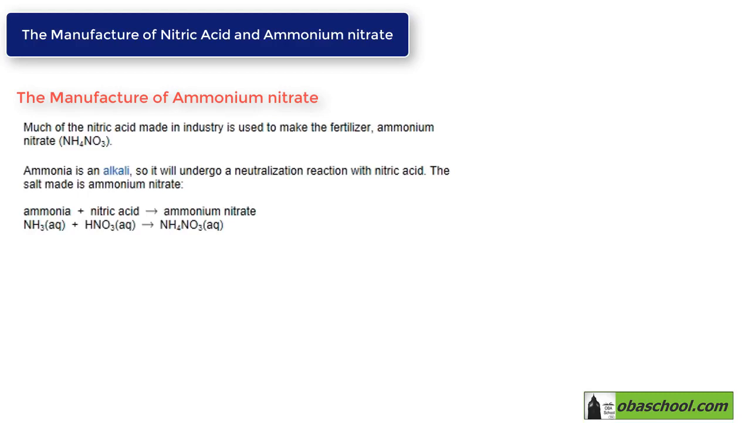And now let's take a look at the manufacture of ammonium nitrate. Much of the nitric acid made in industry is used to make the fertilizer ammonium nitrate, which is NH₄NO₃, and that's why we saw the manufacture of nitric acid in the first place, because it's involved in the manufacture of ammonium nitrate. Ammonia is an alkali, so it will undergo a neutralization reaction with the nitric acid, and the salt made is ammonium nitrate.